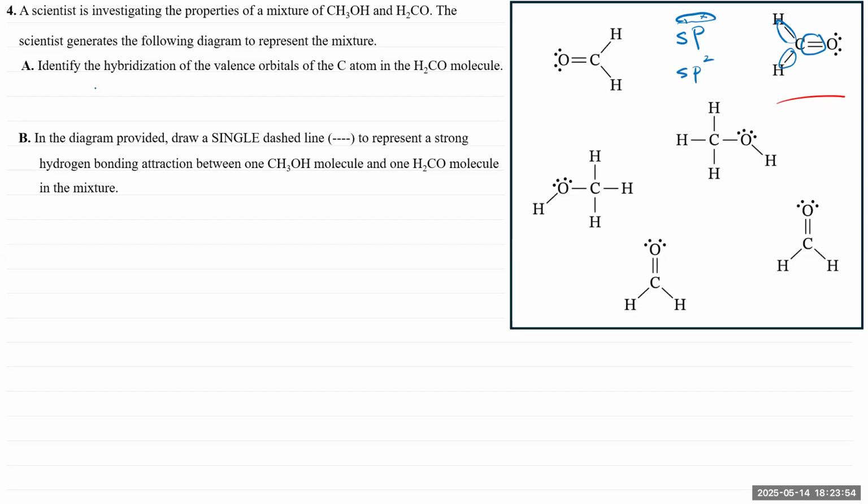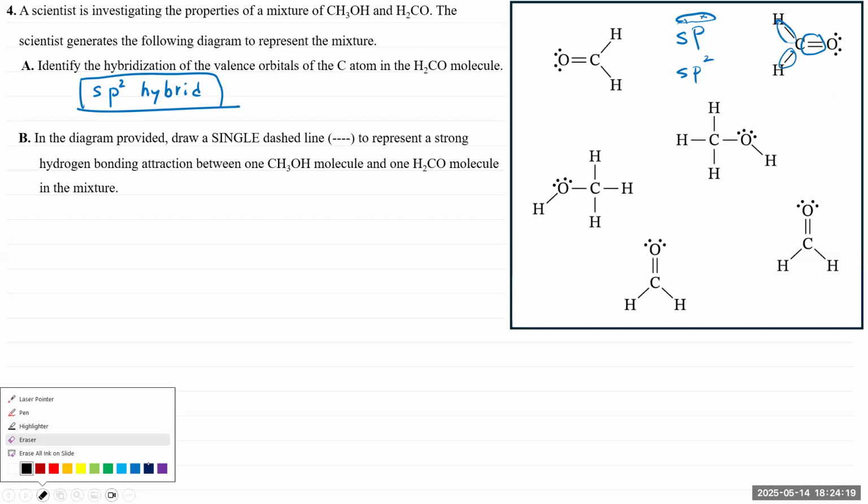So then let's write it in. It is an sp2 hybrid. And circle that. And let's go to B. In the diagram provided, draw a single dashed line to represent a strong hydrogen bonding attraction between one methanol molecule and one formaldehyde molecule. Let me go ahead and erase this and let's take a look.